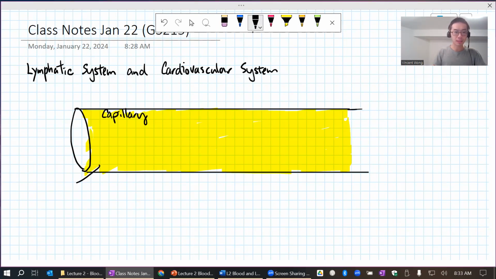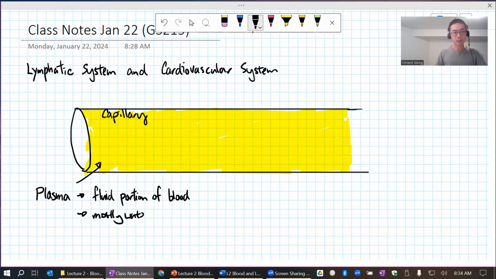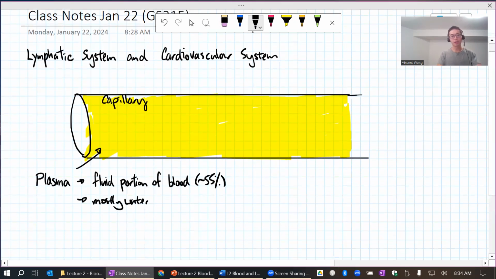So this yellow stuff is the plasma, right? Plasma, which, as you know, is the fluid portion of blood. Mostly water, right? It makes up about 55% of blood. Here, I'll put the 55% here. Okay, so we know that already. Mostly water plus some nutrients and other stuff, dot, dot, dot. And you can fill that in later.